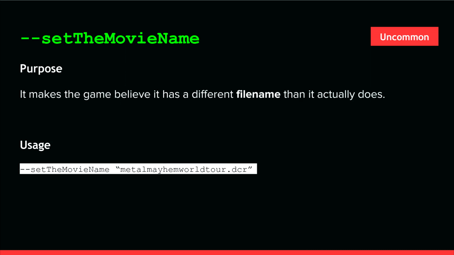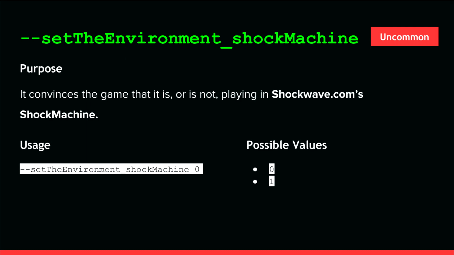The next argument is --set the movie name. This makes the game believe it has a different file name than it actually does. This exists purely as a sister handler to set the movie path, though I have yet to see an actual use case for it.